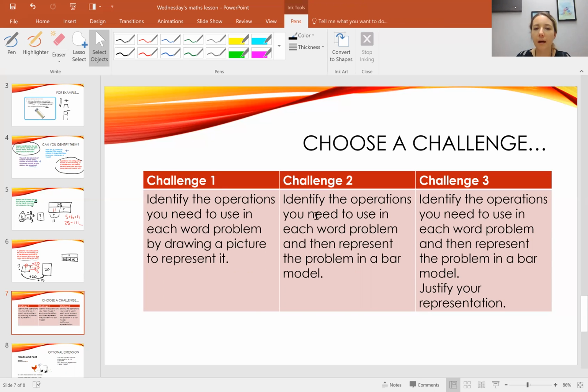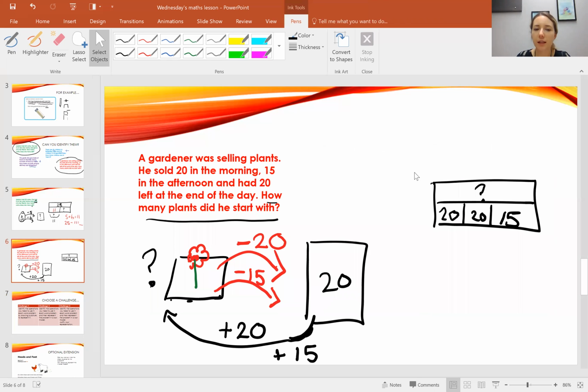Challenge 2 is to identify the operations that you need to use in each word problem and then represent the problem in a bar model. So just like we did here, you can draw it out first if that helps you, and then represent it in a bar model to show where the question mark is.